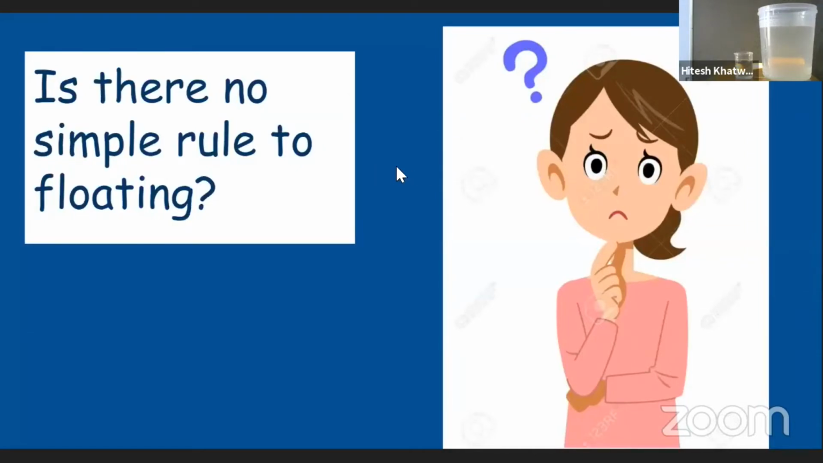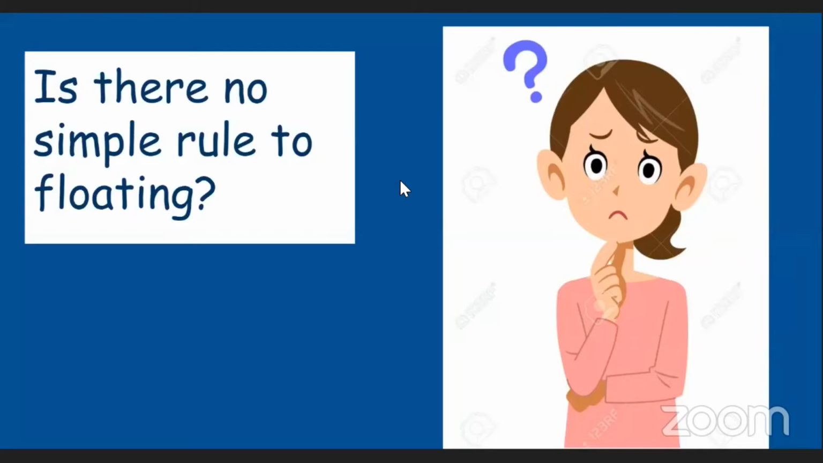So friends, as this girl on the screen is wondering, is there no simple rule to floating and sinking? It seems like a detective story, you know, any clue you have, that clue seems to go wrong somewhere or the other. The detective thinks this person is the murderer, that person is the murderer, but every time something else happens, and some other clue doesn't let the detective decide. So this seems like a mystery story.